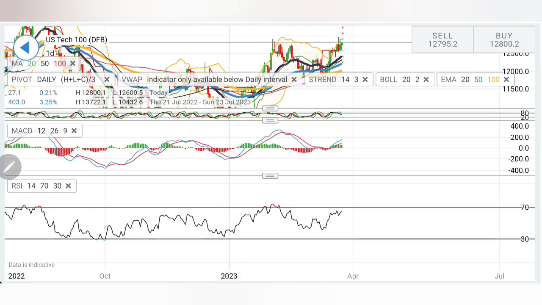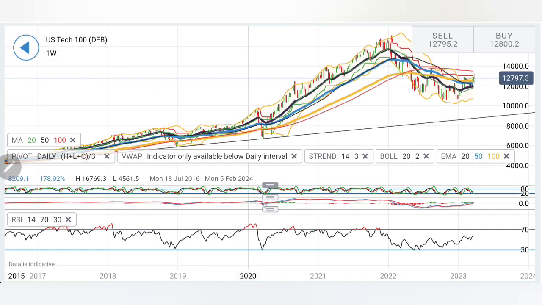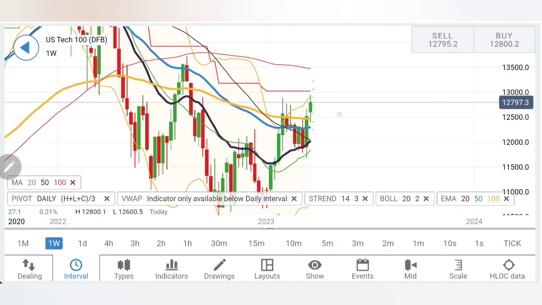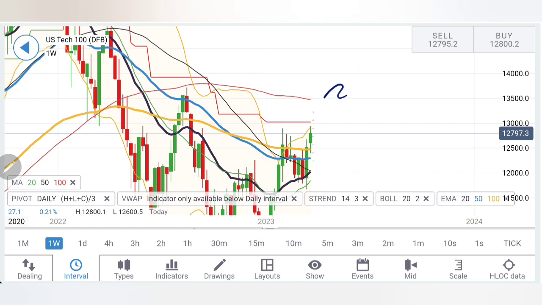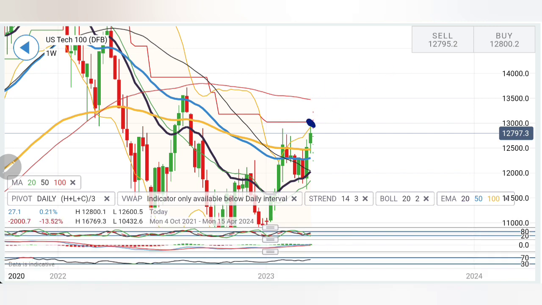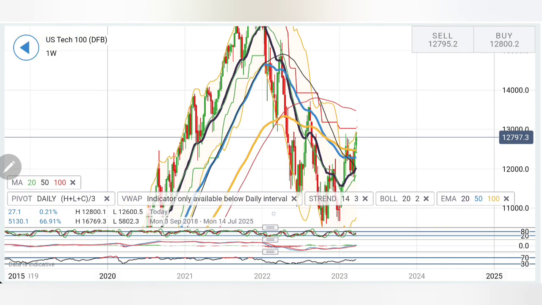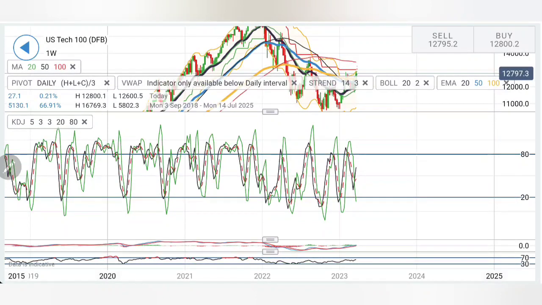RSI is looking upwards too, showing a little strength. And if you look at the weekly chart, now see exponential averages are all at lower levels, that is 20, 50 and 100. Only the 100 week simple moving average is on the upside. Also 13,000 level is a super trend resistance level. So beyond 13,000 we may possibly see a reversal, we may see a rise in Nasdaq 100.